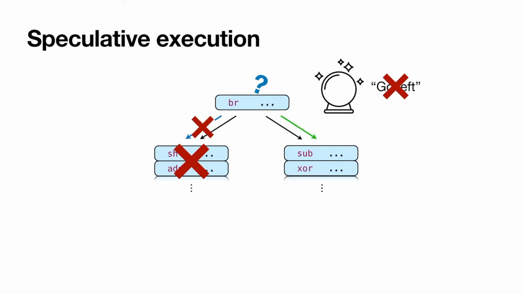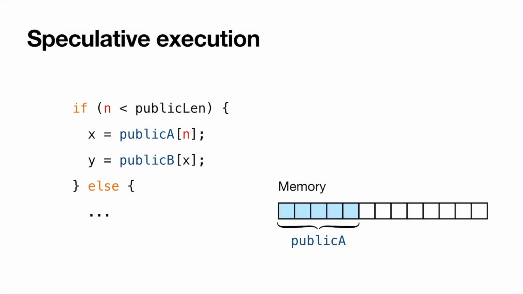But as far as the program itself is concerned, nothing bad has happened since all the wrong computation was thrown away. But is that really the case? It's not the case. Stuff like cache state isn't reset. Let me show you. Say we have this code, and most of the time n is within bounds. Then public A of n is loaded into x, which is then used to index into public B.